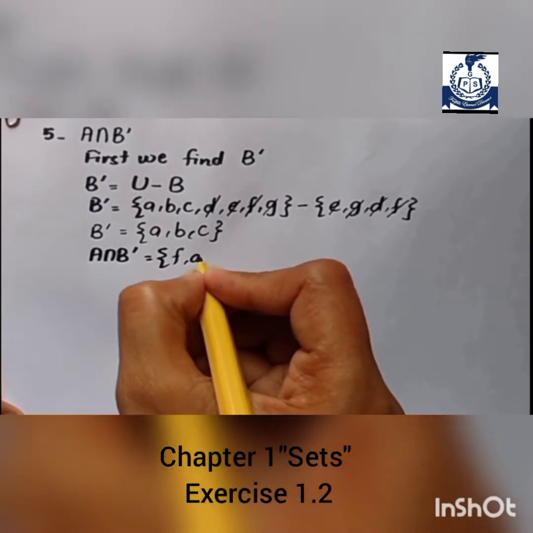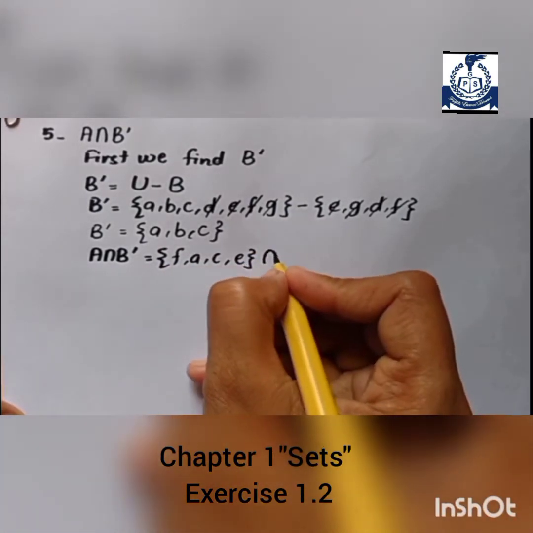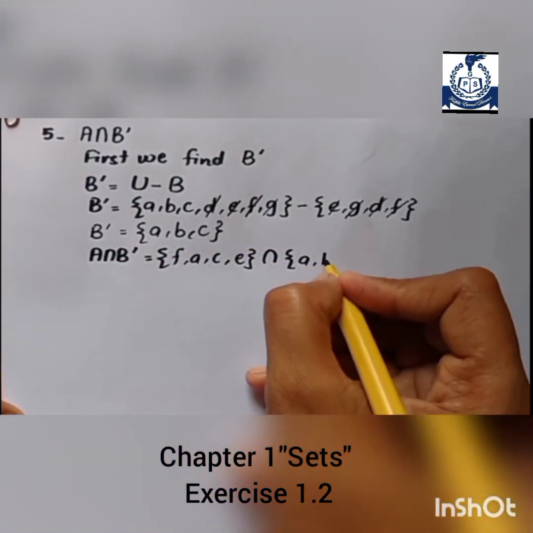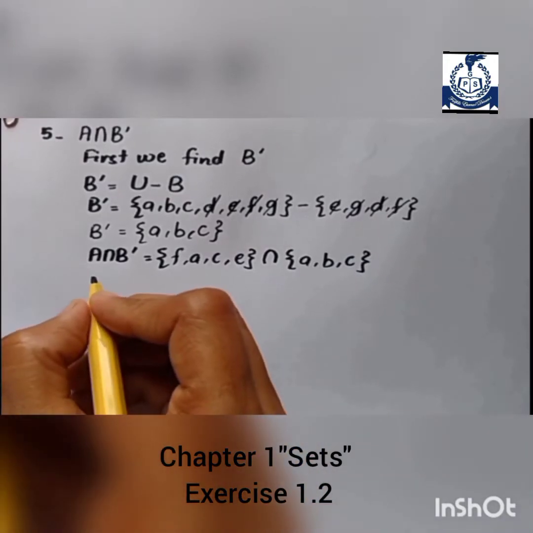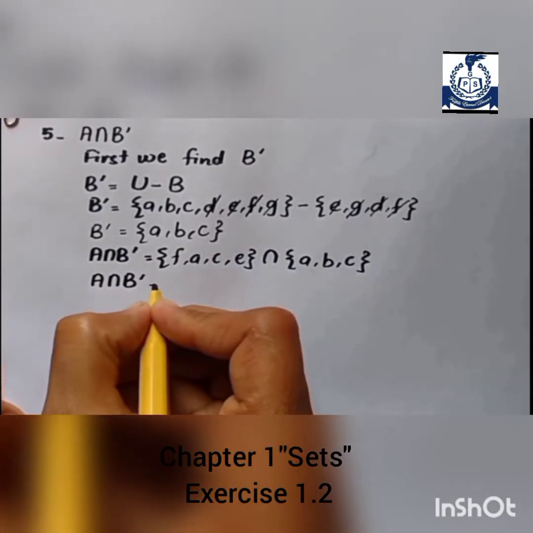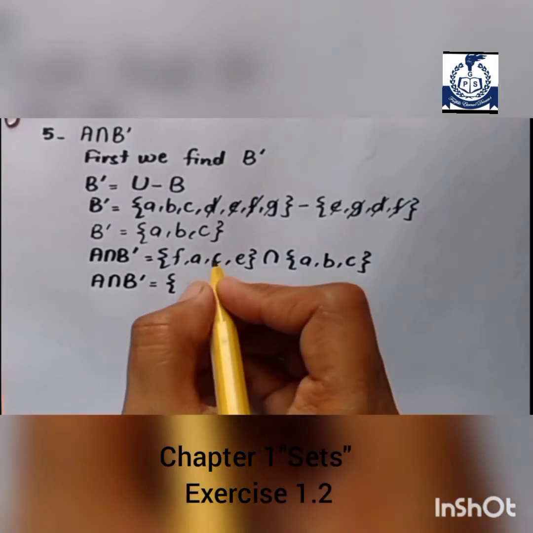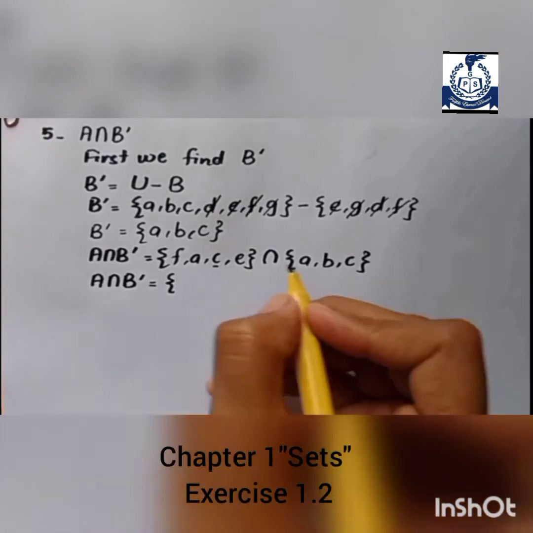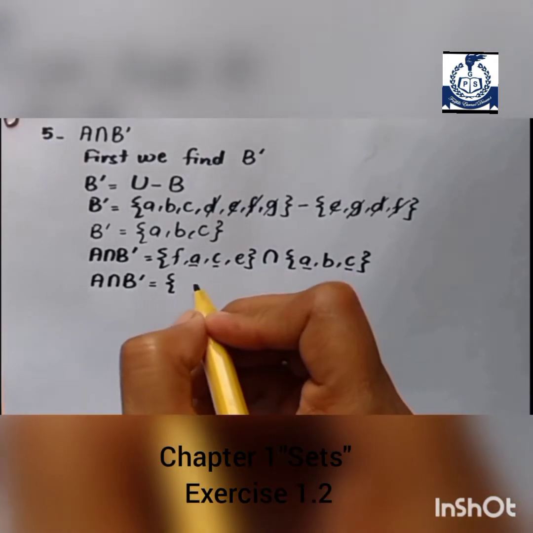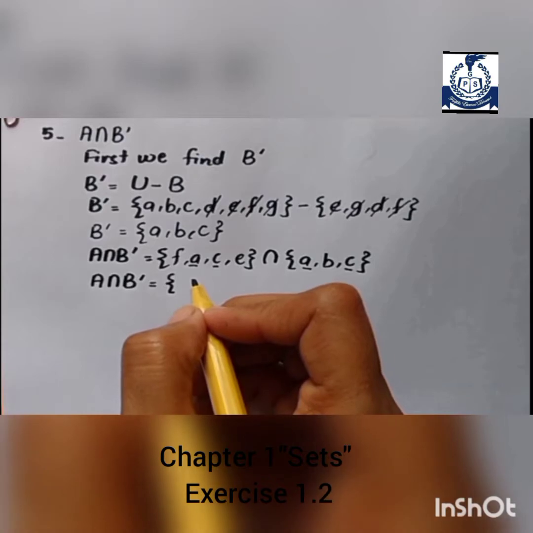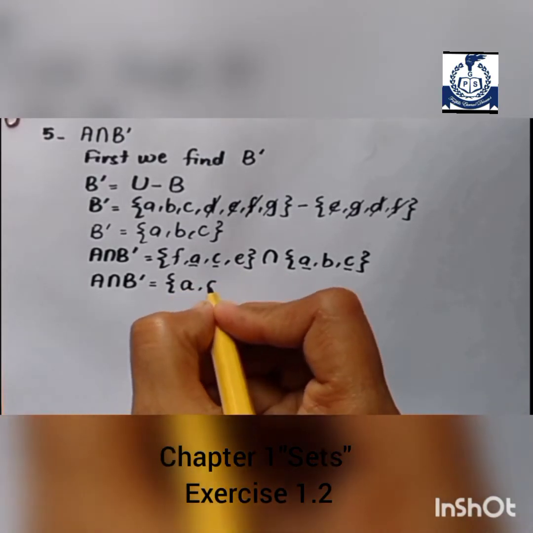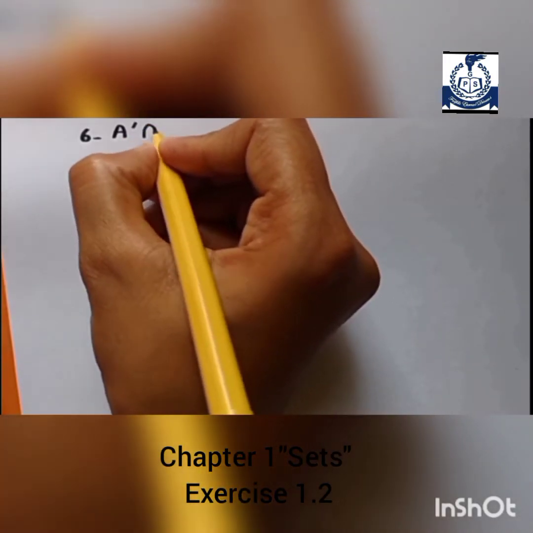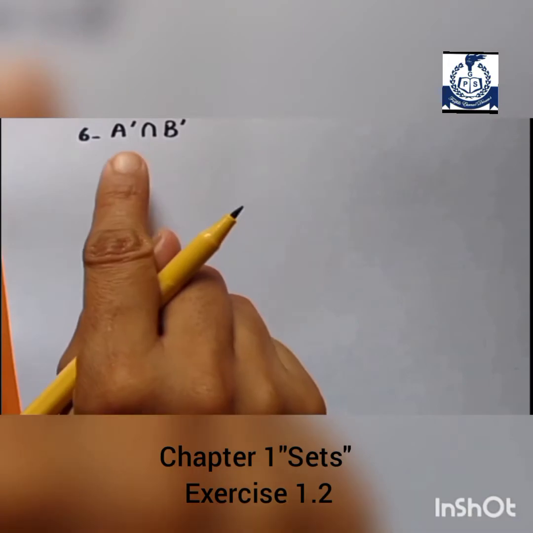In a place of A we write the element of A, F, A, C, E, intersection sign as it is. B complement. In a place of B complement we write the element of B complement, A, B, C. Intersection sign we have, so we write the common element. So we have only A element we have common in a both set A and C. So here we write the common element which are A and C. This is the answer.